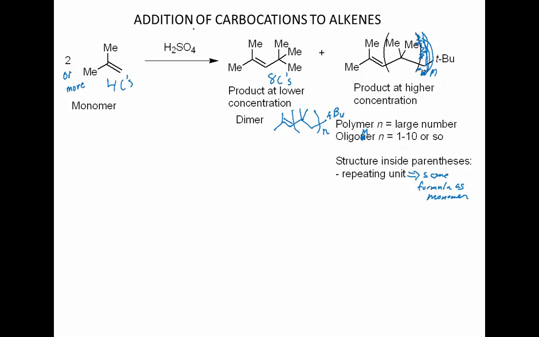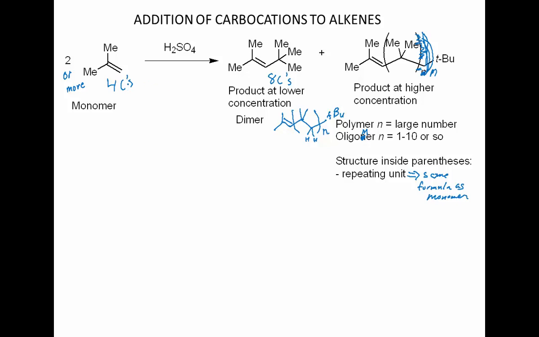Okay. All right. So the repeating unit here is these 4 carbons: 1, 2, 3, 4. And it should have 3, 6, 7, 8 hydrogens. Okay.